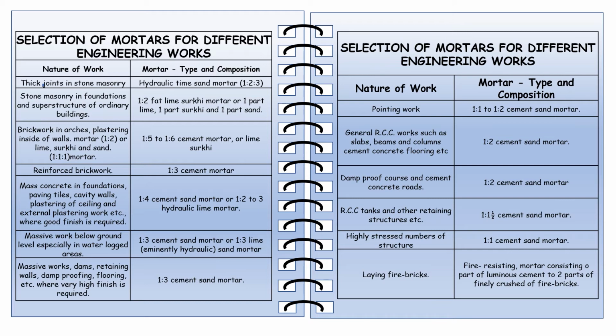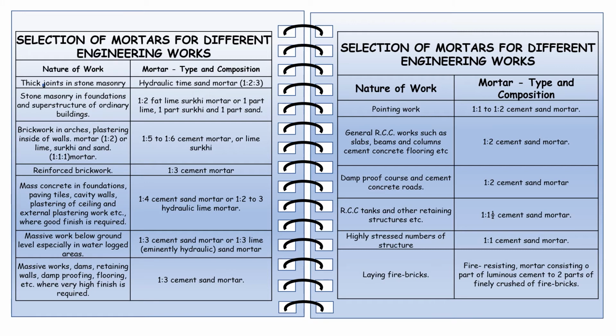1:3 cement sand mortar or 1:3 lime sand mortar: massive works, dams, retaining walls, damp proofing, flooring, etc., where very high finish is required. 1:3 cement sand mortar. Selection of mortars for different engineering works. Nature of work, mortar type and composition.